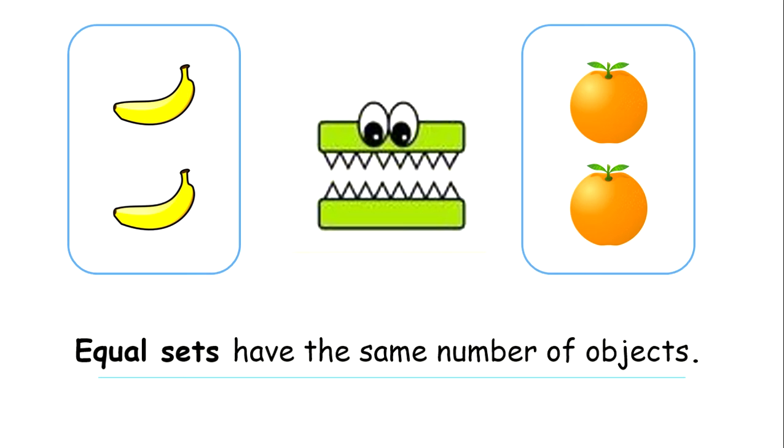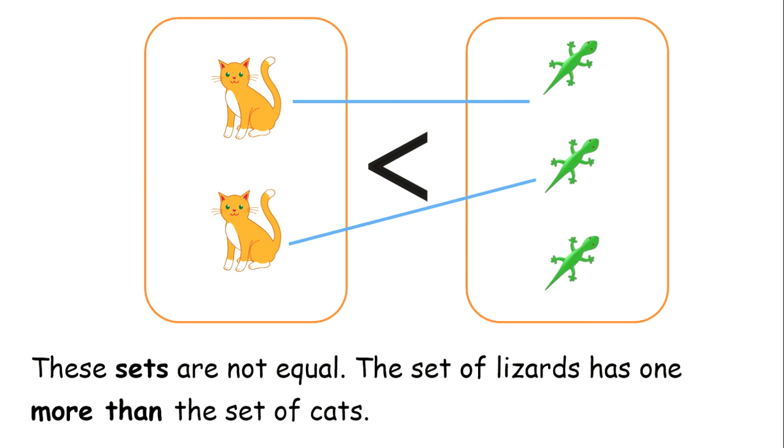Equal sets have the same number of objects. These sets are not equal. The set of lizards has one more than the set of cats. So we know sometimes sets aren't equal and we have to use this special sign, the greater than or less than sign. We have to use that sign to show which set has more than the other, right?